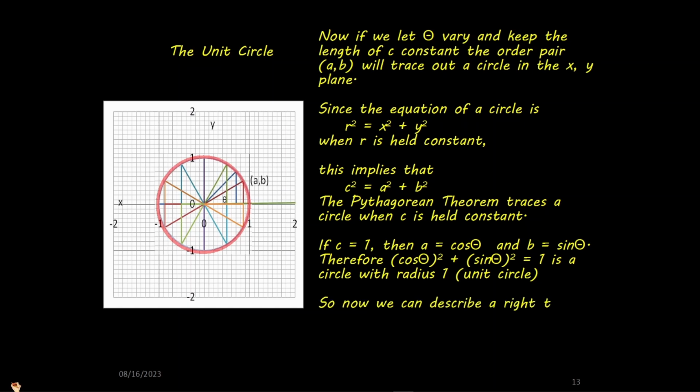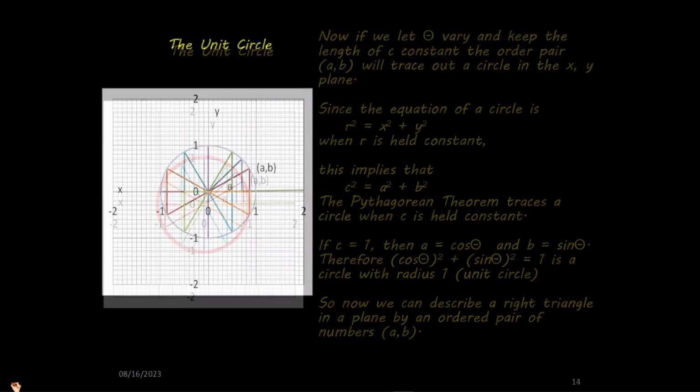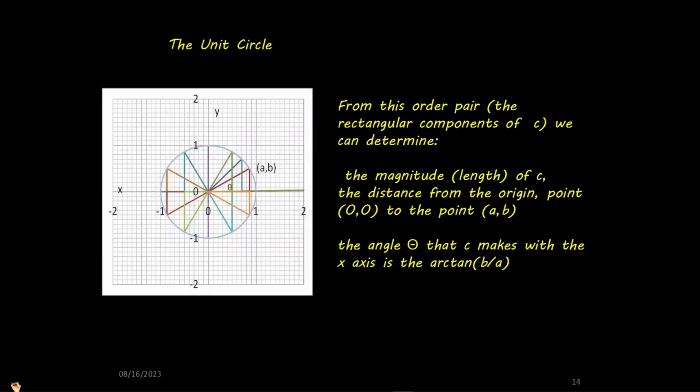So now we can describe a right triangle in a plane by an ordered pair of numbers, a, b. From this ordered pair, the rectangular components of C, we can determine the magnitude, that is the length of C, the distance from the origin to the point AB. And we can determine the angle theta that C makes with the x-axis. This is the arctangent of side B divided by side A.